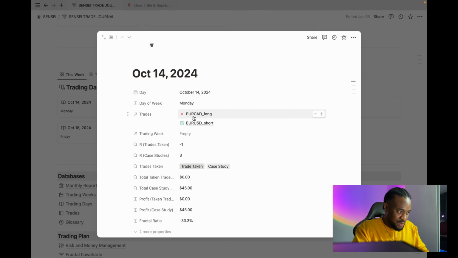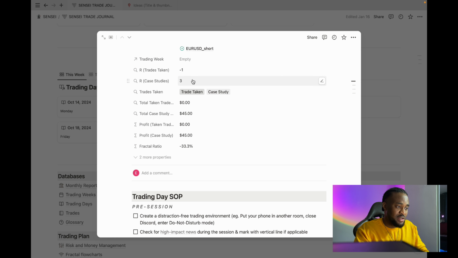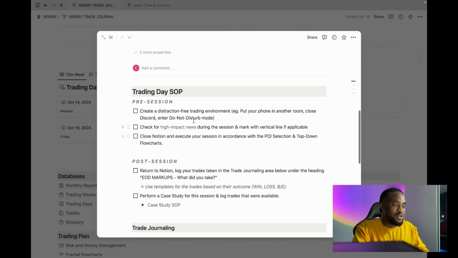Like you see here, I took a loss on that day and I made a case study for Euro USD. Now, on the taking trades, I took -1%, which is a loss, and for the case study, I took 3R, which is 3%, depending on how much you're risking. But remember, this is not a trade that I took. This is a case study, which means it's an opportunity that was available on that day, but I missed it. Now, this is the one I took, and I took a loss, right? So now we go down.